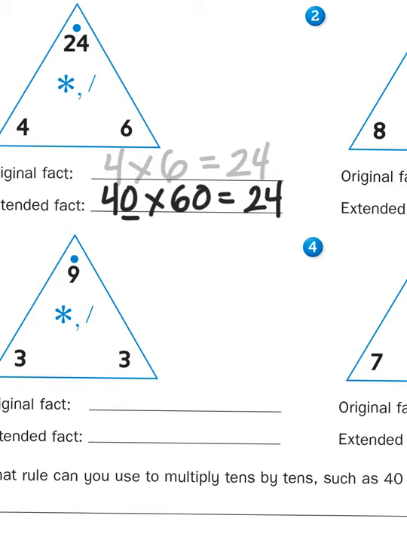So there's two zeros on the left side of my equation. So there's two zeros going to end up on the right side. So 2400. And that, boys and girls, is pretty much all there is to it. If you can just keep track of the zeros in play with each of these multiplication problems, then you'll be able to extend those multiplication facts with little to no trouble.